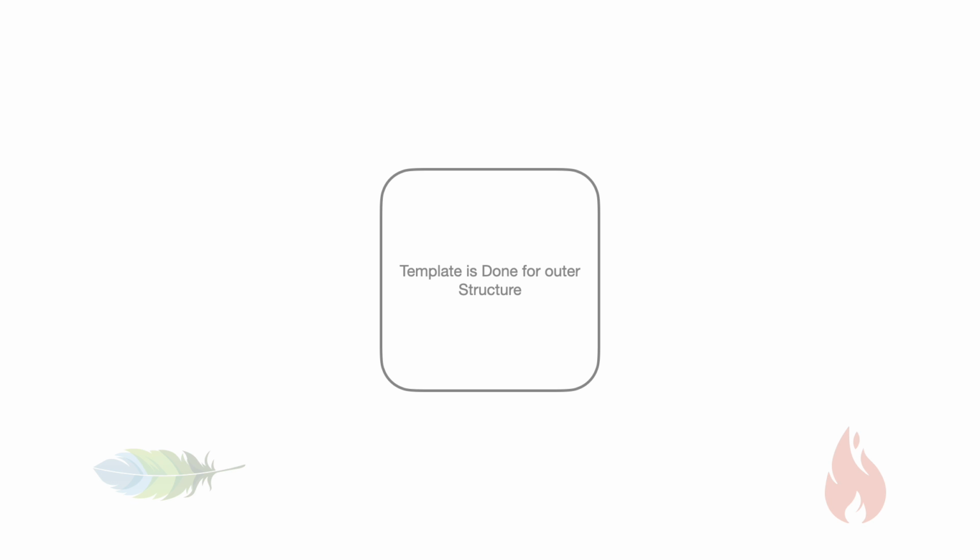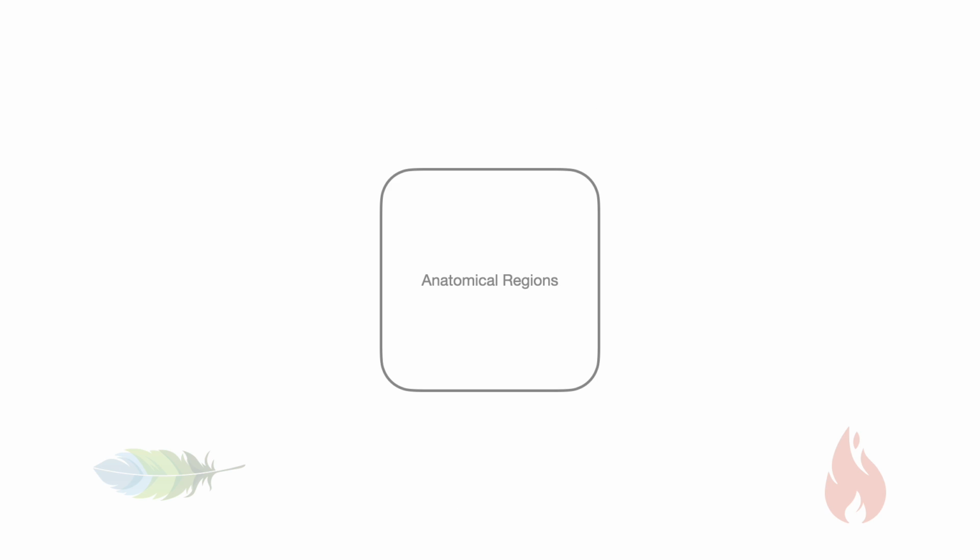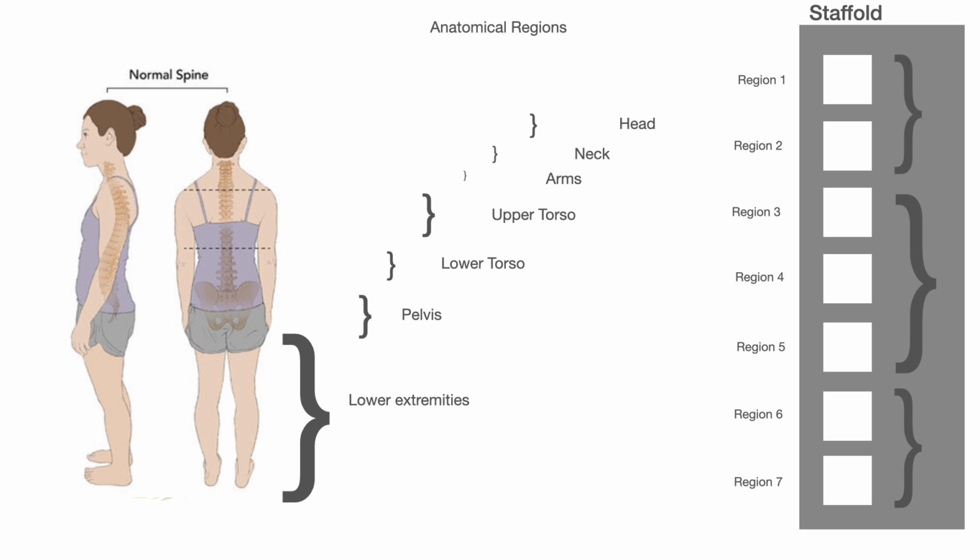So very cool. We finished the template for the outer structure design, or the outer structure parts for the basic design. All right, very cool. Now what we're going to do is some anatomical regions. And here you go. These are the anatomical regions in order.